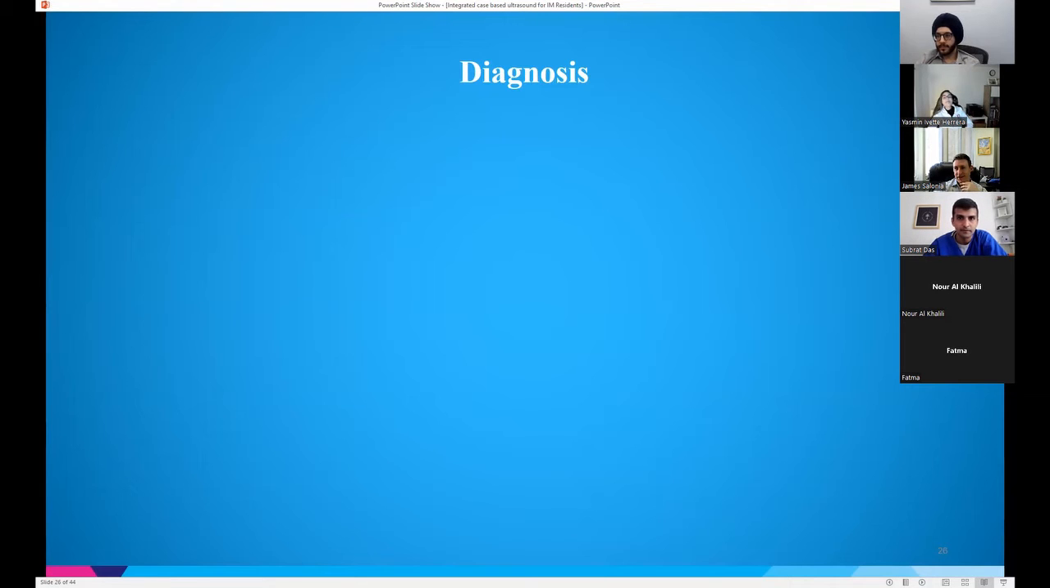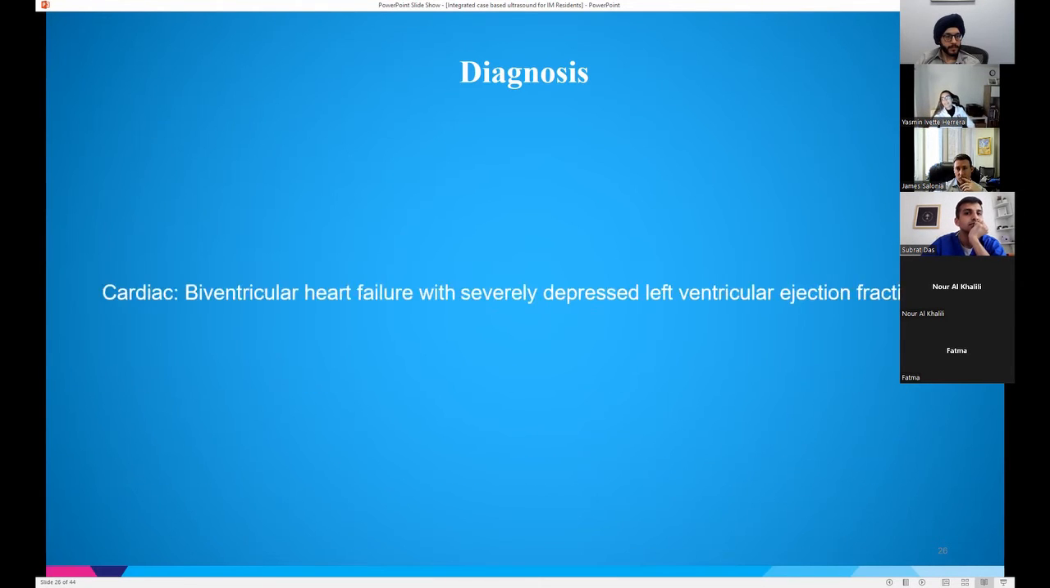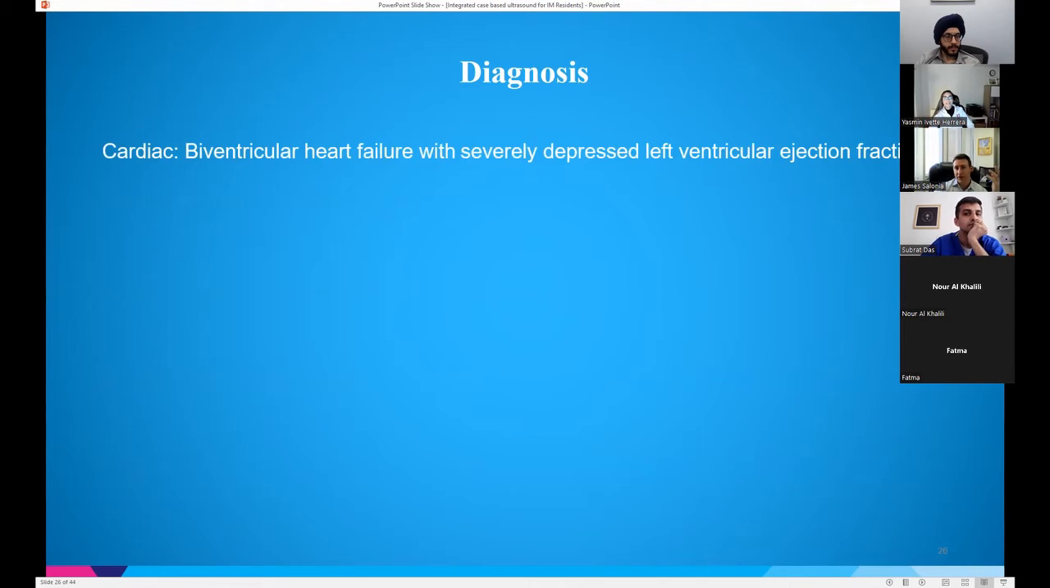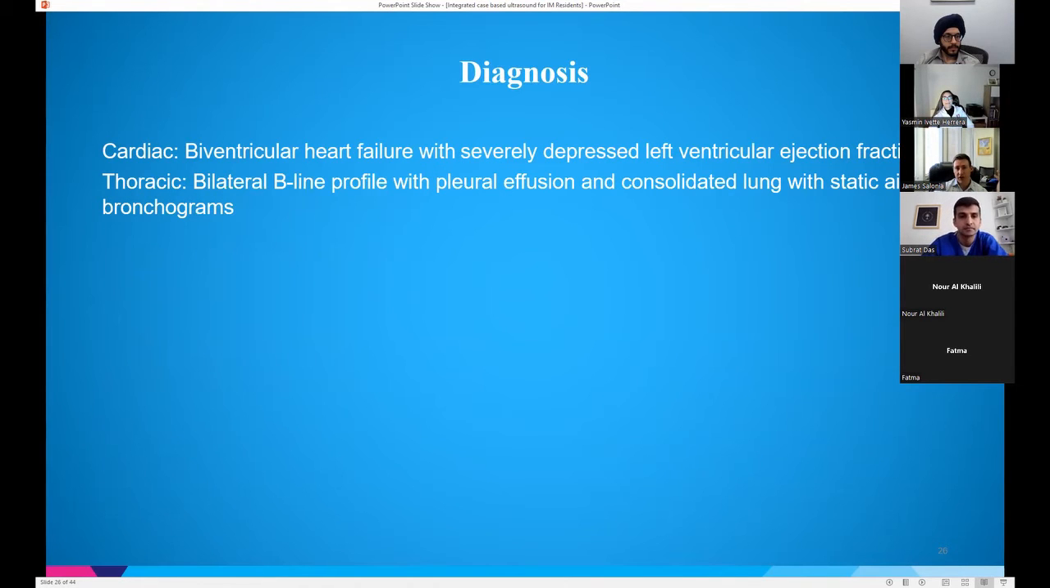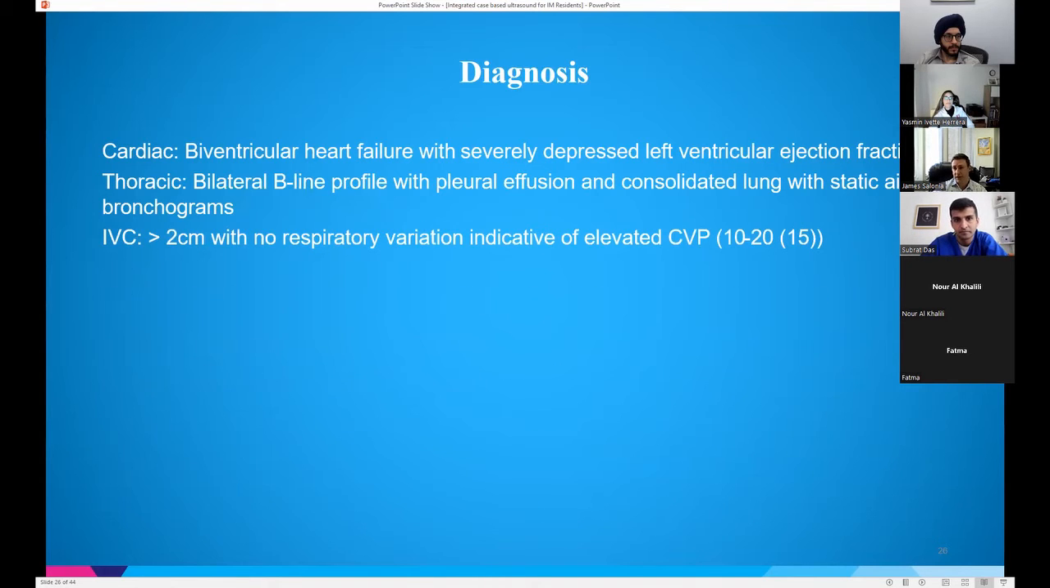Okay, so I don't remember the thoracic view, but I think this is the guy that had the pleural effusion and also had biventricular dysfunction and the dilated IVC. So we can say that this is all like fluid overload. So biventricular heart failure with severely depressed left ventricular ejection fraction, B-line profile, pleural effusions, consolidated lung with static air bronchograms, IVC more than 2 centimeters with no respiratory variation.